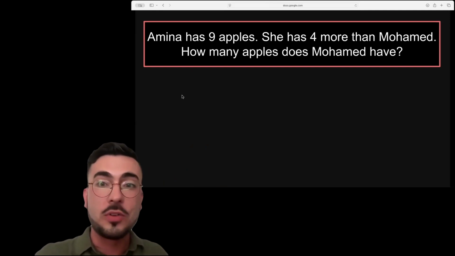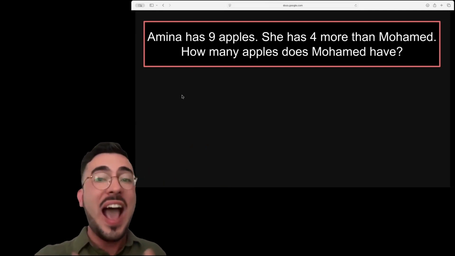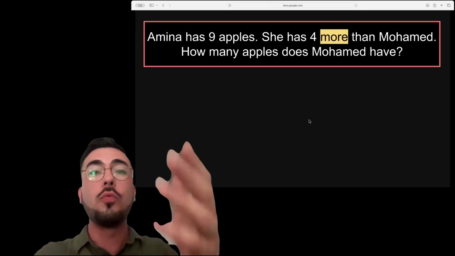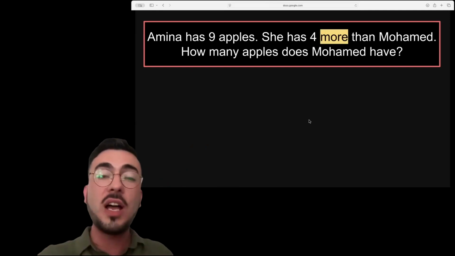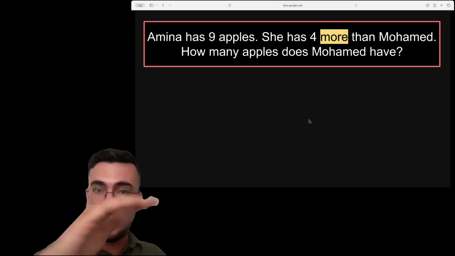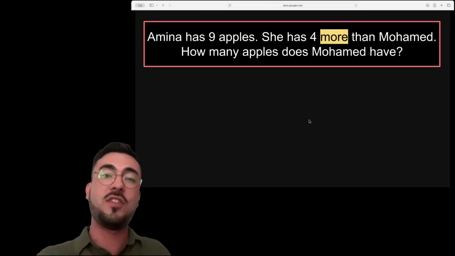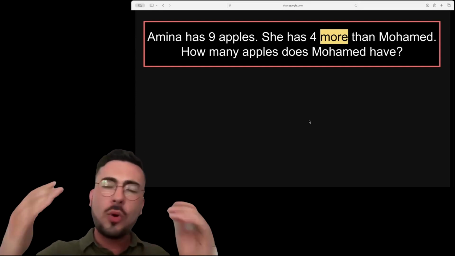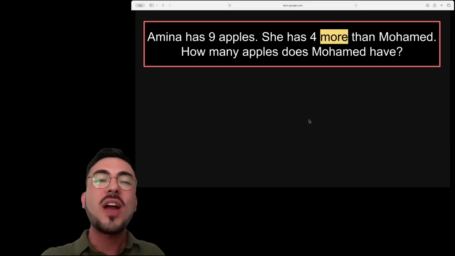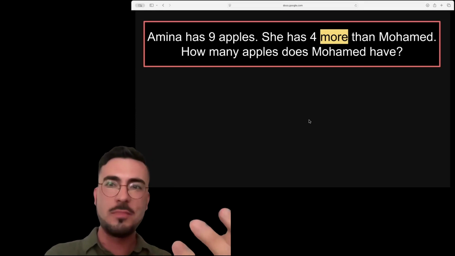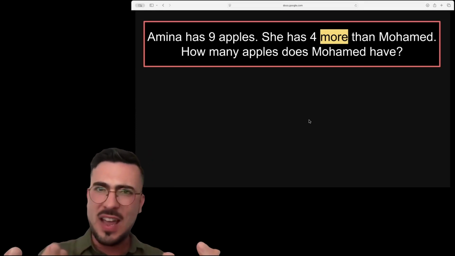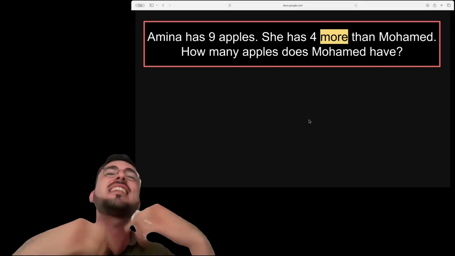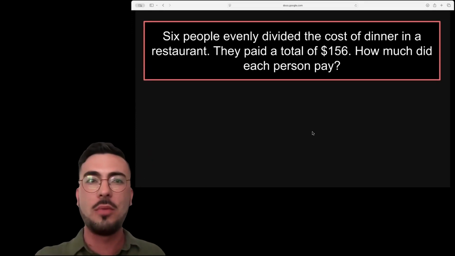Amina has 9 apples. She has 4 more than Mohammed. How many apples does Mohammed have? A keyword strategy might tell students, oh, the word more, we're going to use plus, we're going to use addition. The kid says 9 plus 4, 13. They confidently write their answer and they proceed, right? But of course, that's not the correct answer to this problem. We're trying to compare the amount of apples that Amina has to the amount of apples that Mohammed has. And a keyword strategy doesn't get them thinking about the structure of the problem, right?